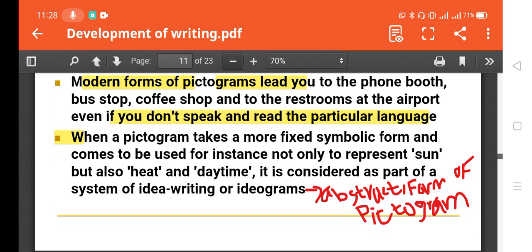And when a pictogram takes a more fixed symbolic form and comes to be used, for instance, not only to represent the sun but also heat and daytime, so that different meanings are associated with that particular symbol, it is considered part of a system of idea writing. That is known as an ideogram. So ideogram, idea writing, means different meanings can be associated with a particular symbol. This ideogram is a more abstract form of pictogram.